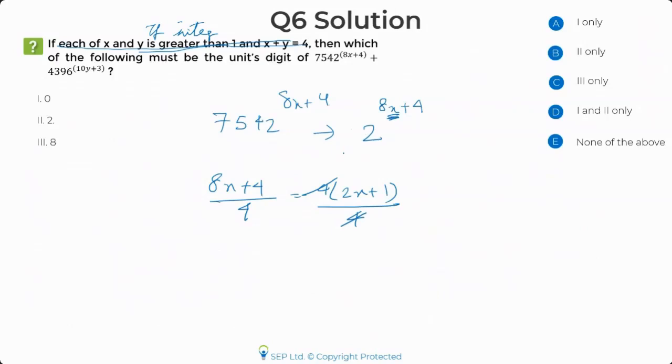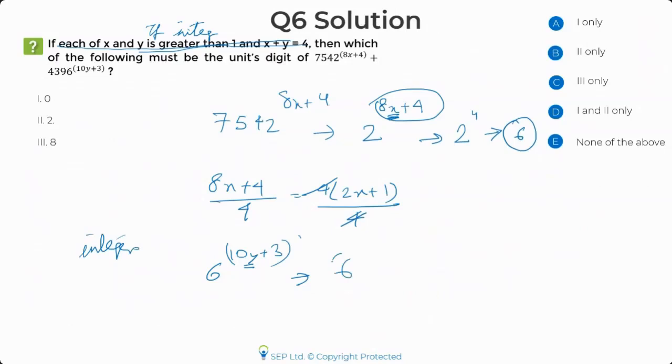There's no use of x. You could have simply said, hey, the power is completely divisible by 4. So the cyclicity completes itself fully. So it has to be 2 to the power 4, so it has to be 6. Same goes for 4396. The cyclicity of 6, if y is an integer, is 6. So what's the use of y? There's no use of y as such. If it would have been an integer, again, I'm repeating it, this would have been 6. 6 plus 6 is 12. So the answer should have been 2.